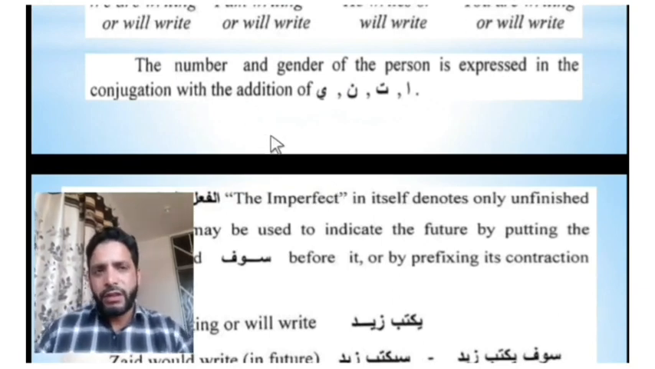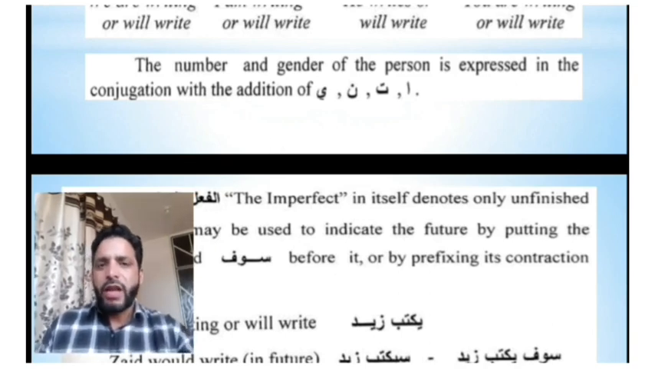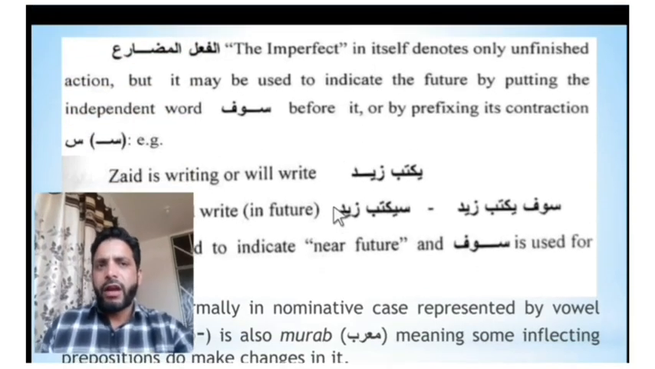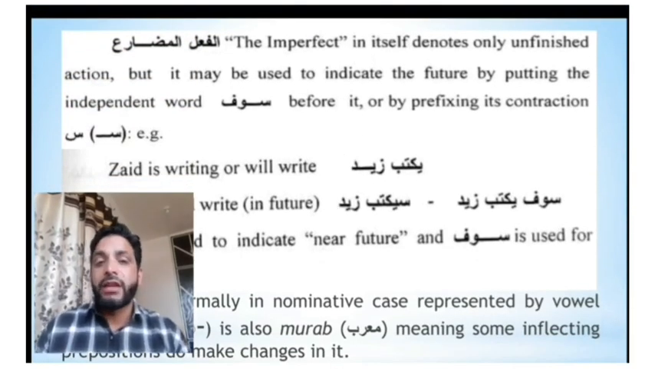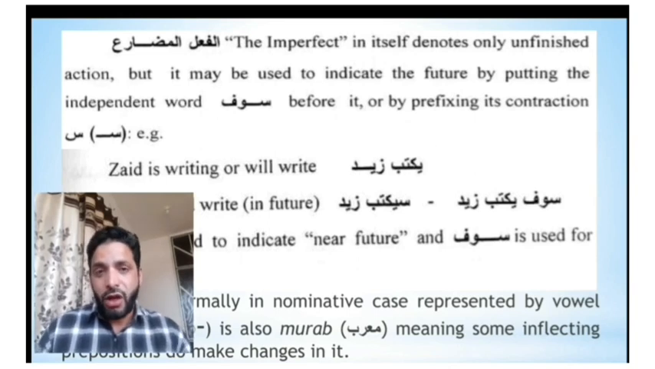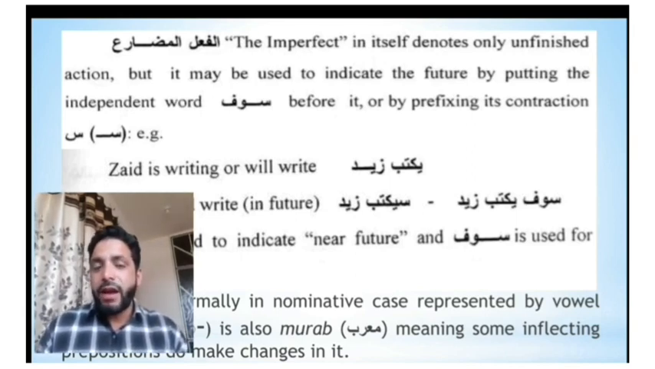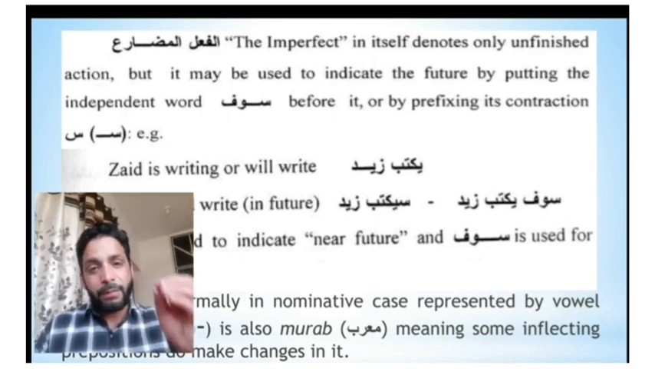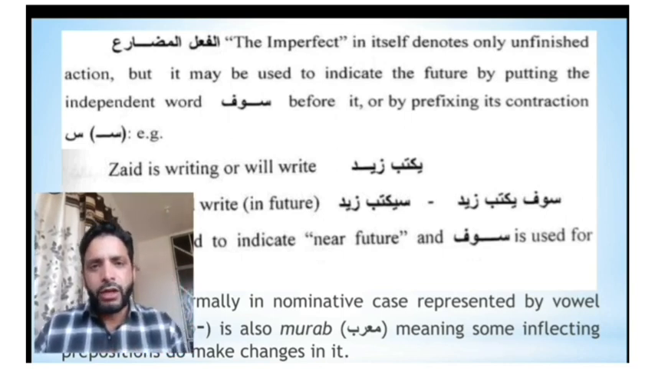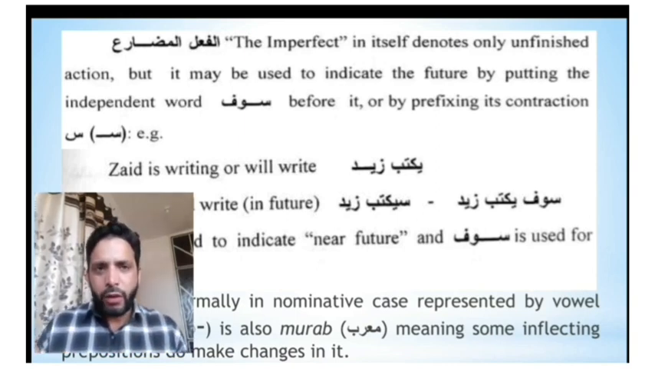The number and gender of a person is expressed in the conjugation with the addition of these letters: alif, ta, noon, and ya. Now fi'l mudari, the imperfect verb, itself denotes only an unfinished action. It does not represent that the action is finished. It denotes that the action is either finishing or will finish. It is used to indicate the future by putting the independent sawfa before it, or by prefixing its contraction sin. I have already told you that if we want to make any fi'l mudari specific for the future, we add either sin or sawfa before it.